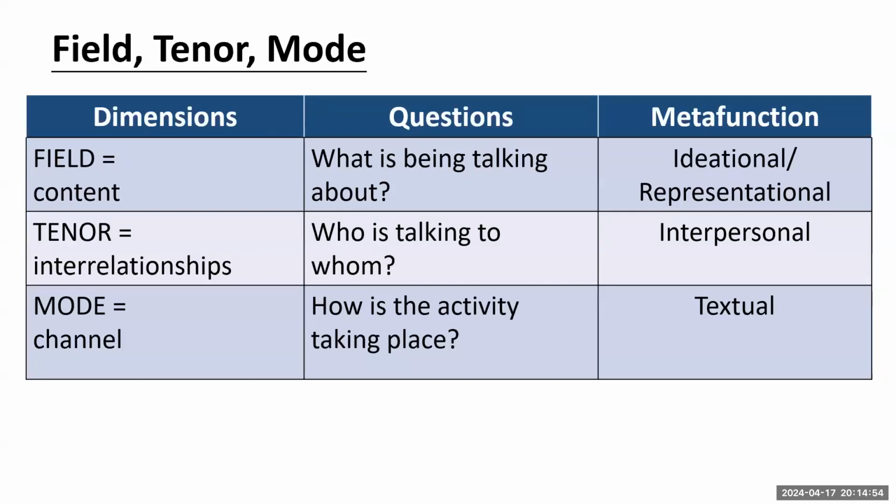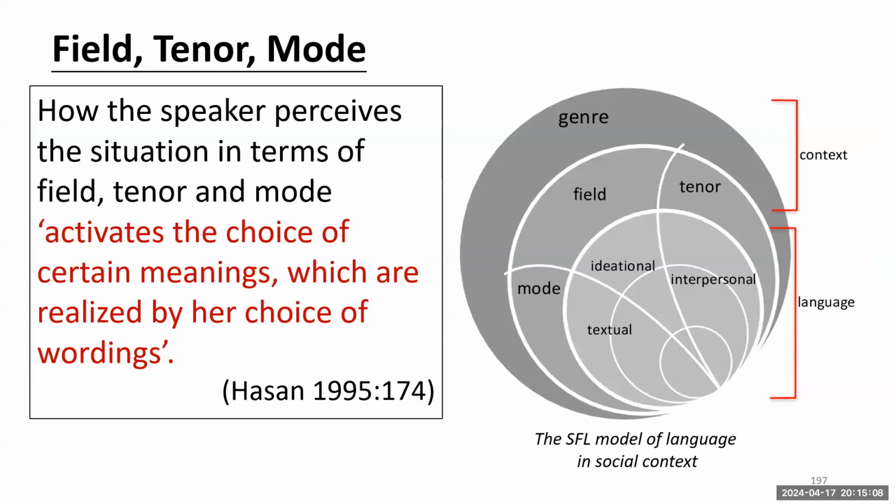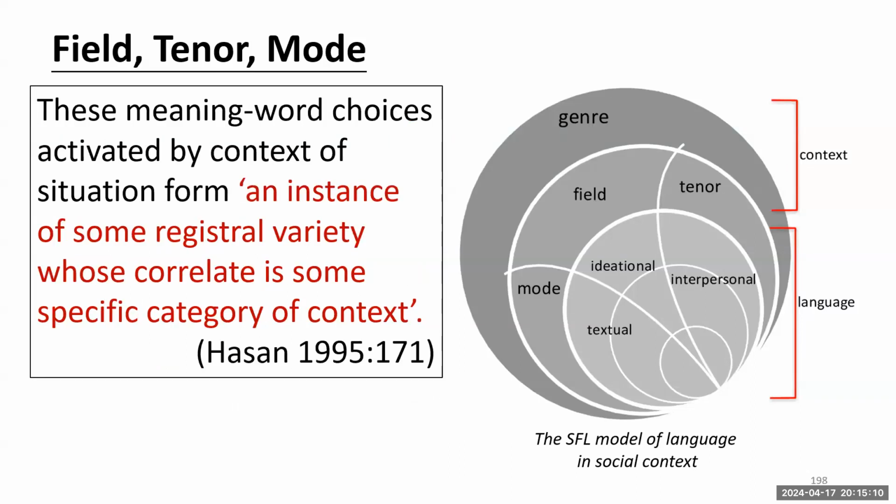Lectures 7 and 8. Field, tenor, and mode. Hopefully this is very well understood. It defines the register. Meaning, word choice is activated by context of situation, a form, an instance of some registral variety. It's a register whose correlate is some specific category of context. A good definition of what is a register.